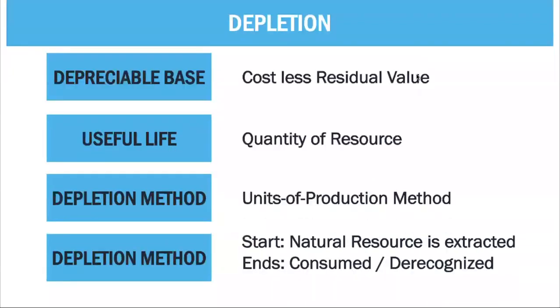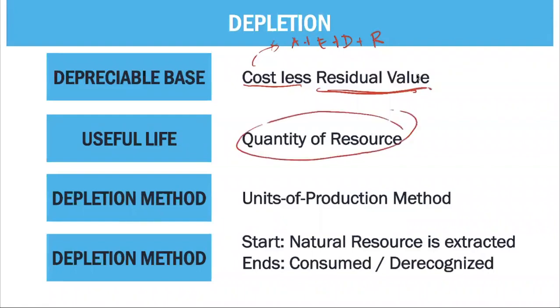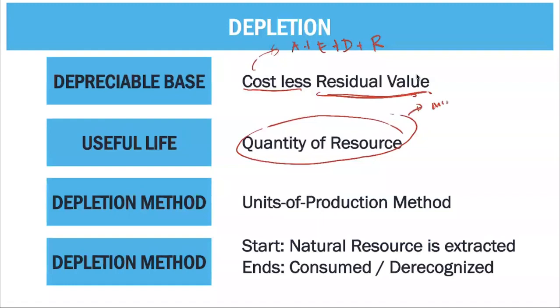So in your depletion, what is the depreciable base? Your cost less residual value. What is the item of your cost again? First, acquisition cost, exploration cost, development cost, plus your restoration cost, less residual value. Your useful life, your quantity of resource. As we said, this is your expected mineral to be extracted. What is your depletion method? We use your activity method. And what particular activity method? We call it your units of production.